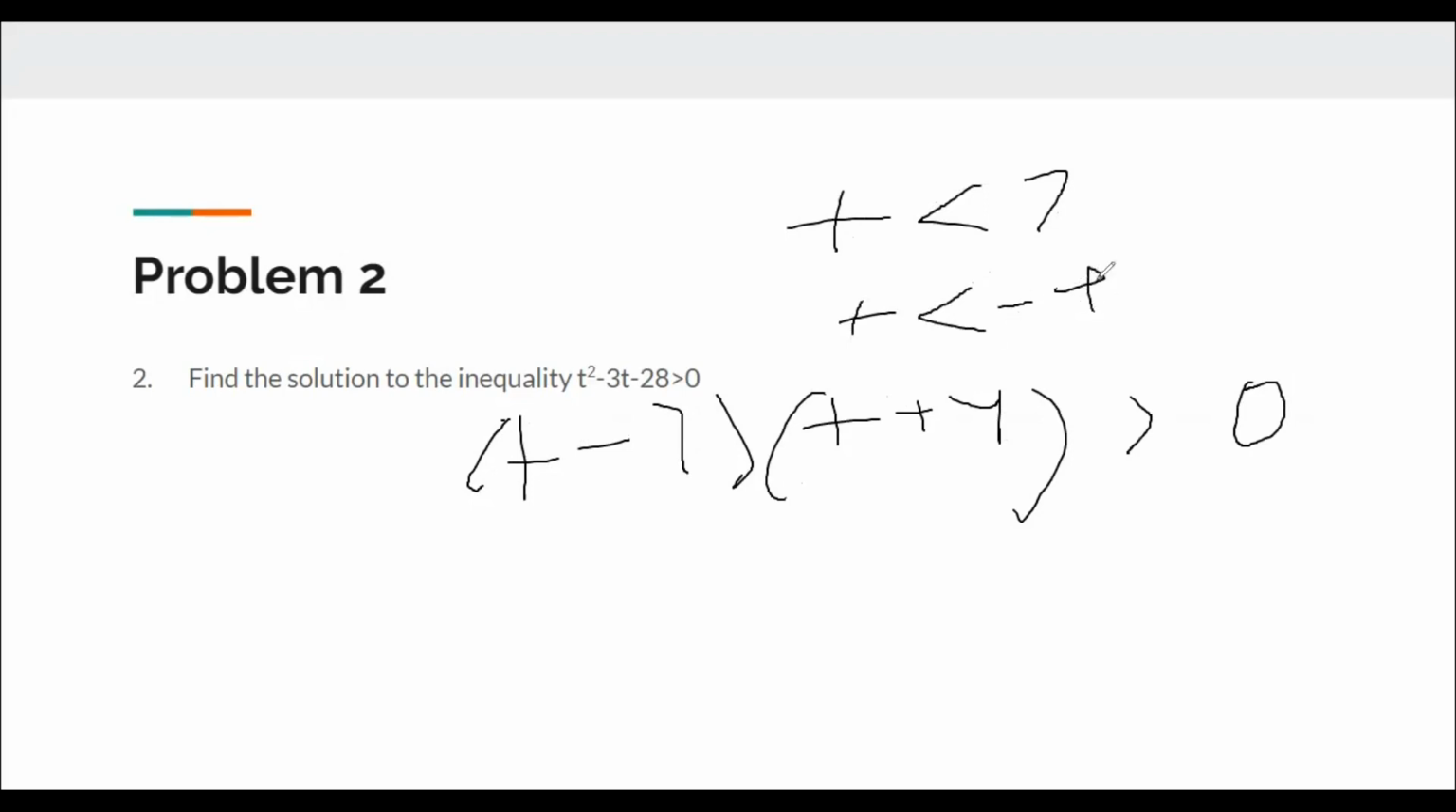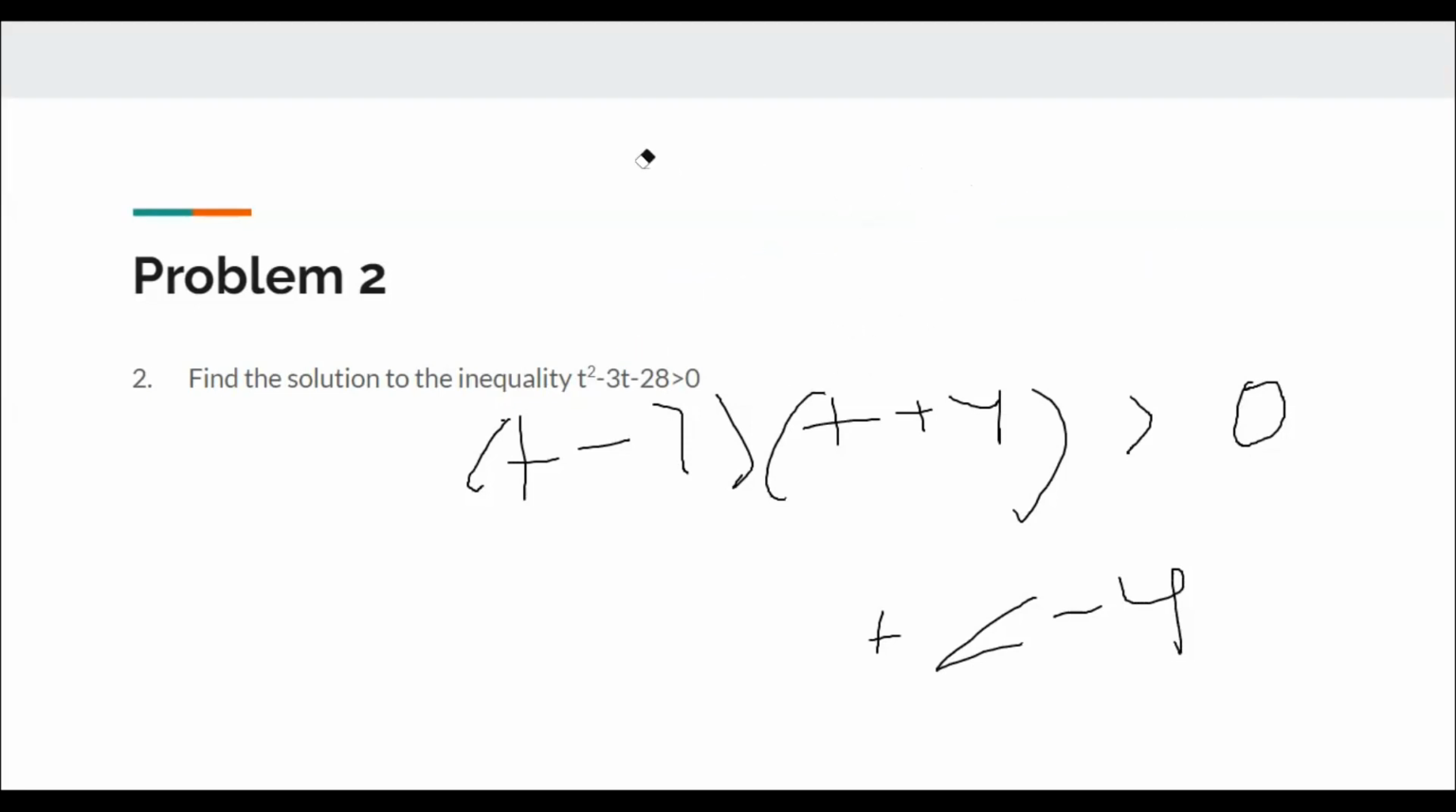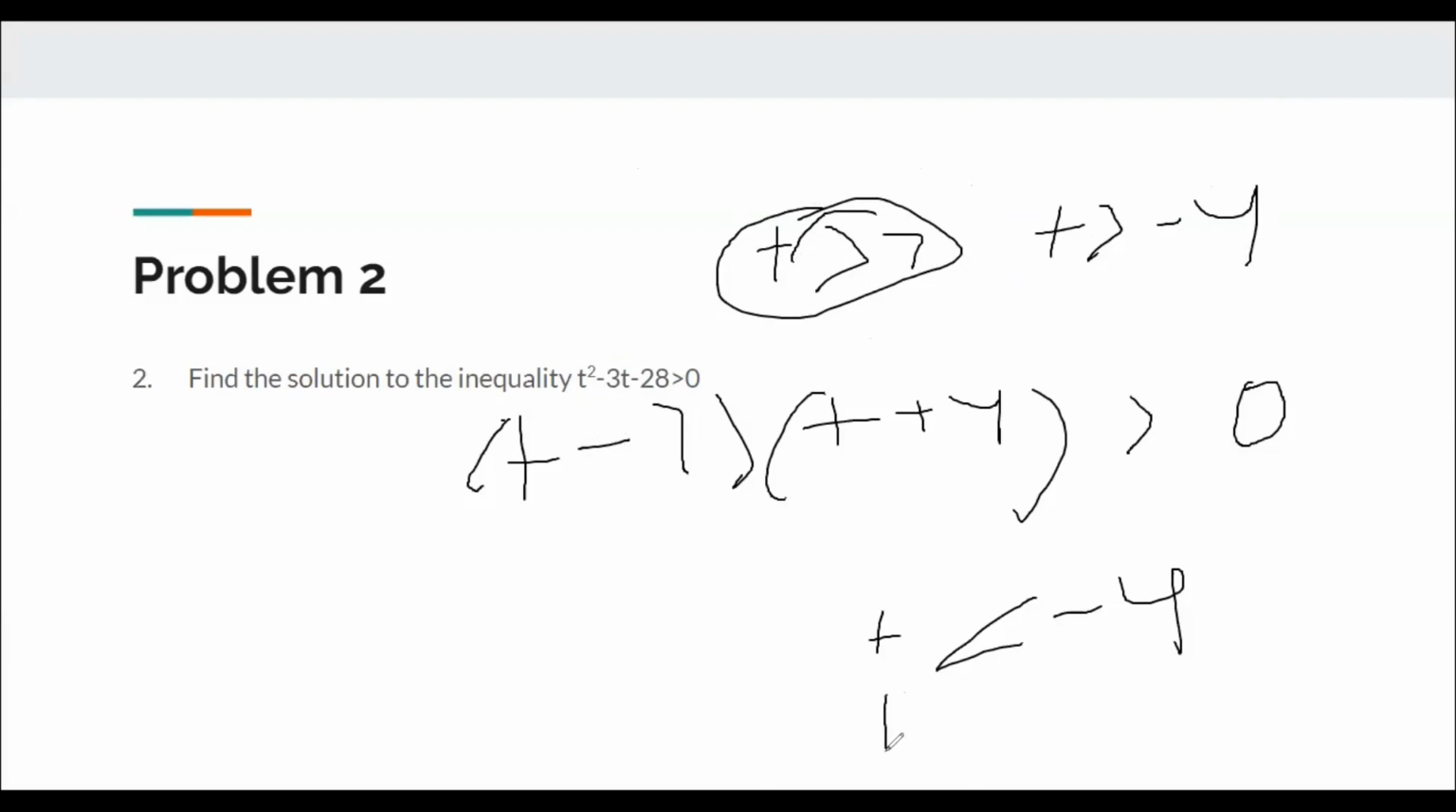So that's obvious. Since this one's smaller, it's going to be t is less than negative 4. So all t less than negative 4 will work. And you also want to look when this is positive. This is positive when t is greater than 7 or t is greater than negative 4. And both of them will be positive when this one is true. Because this one, if it's like negative 3, for example, this is going to stay negative. So at t greater than 7, it also works. So that's our solution: t is greater than 7 and t is less than negative 4.